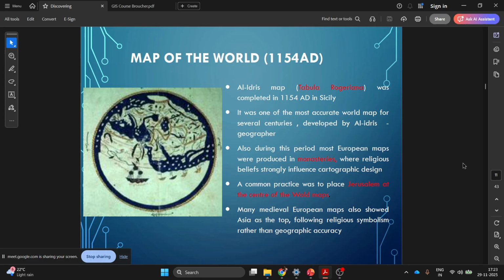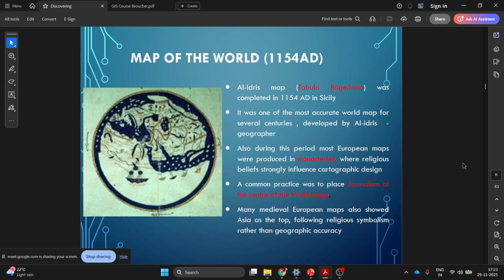Also during this period, most European maps were produced in monasteries. So this map was basically with the people in monasteries, where religious beliefs strongly influenced cartographic design. For example, after Jesus' death, like AD and BC, there was a spread of the religion of Christianity in all the areas of the world. So in that time, people developed maps, and a common practice was to place Jerusalem at the center of the world map.